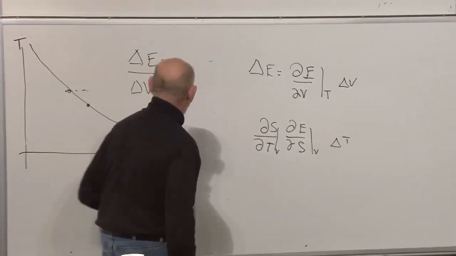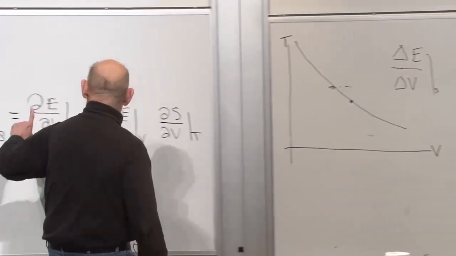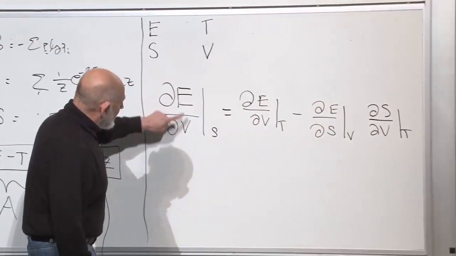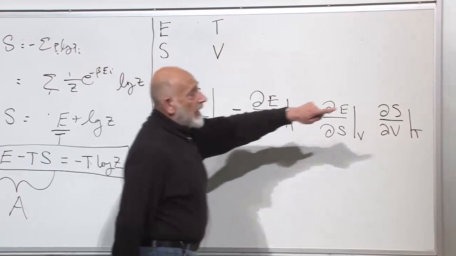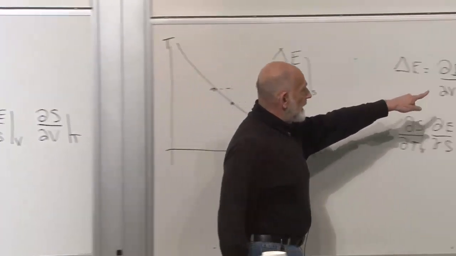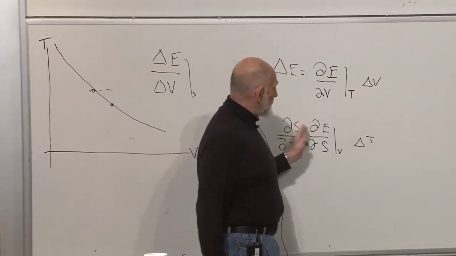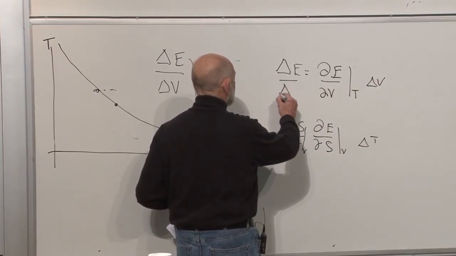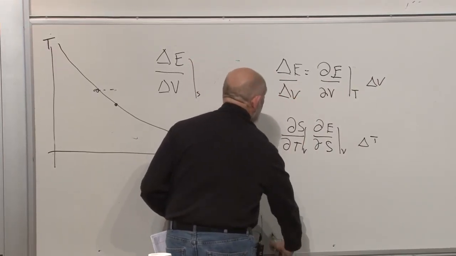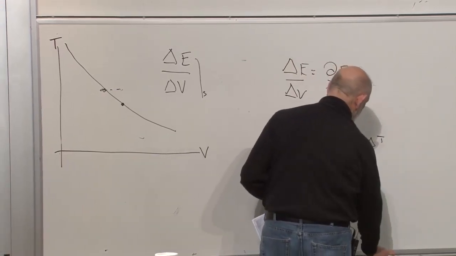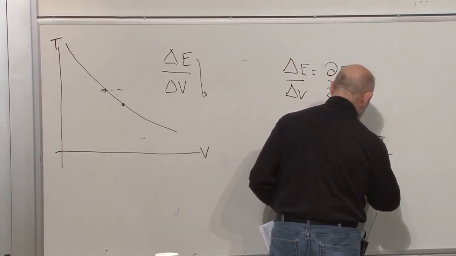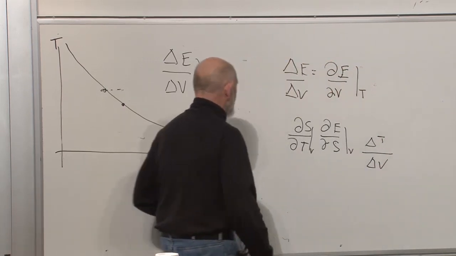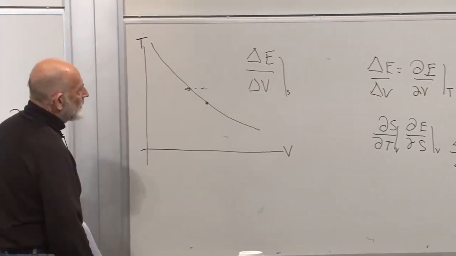Oh, let's do one more thing now. We're interested in the rate of change of E with respect to V. That means we should divide by delta V on both sides. Okay, so now we're cooking.